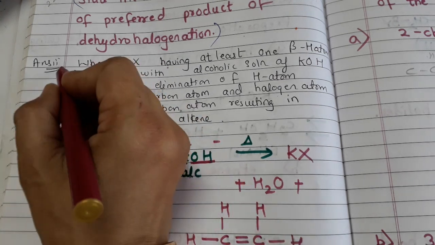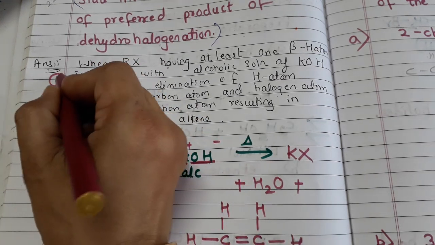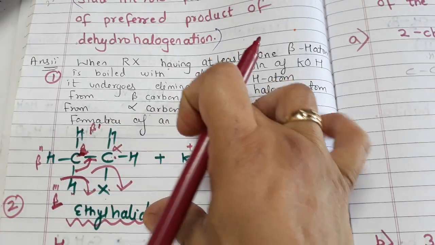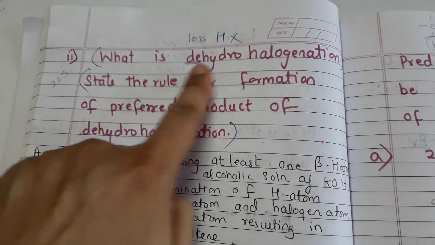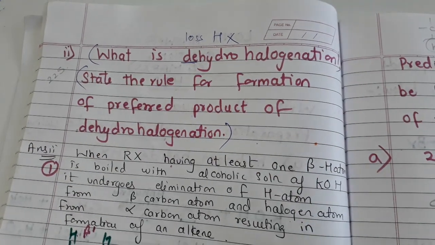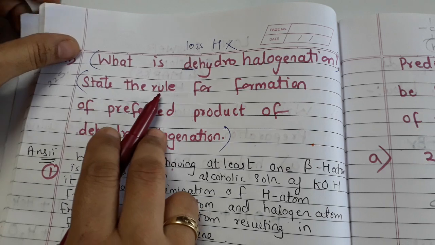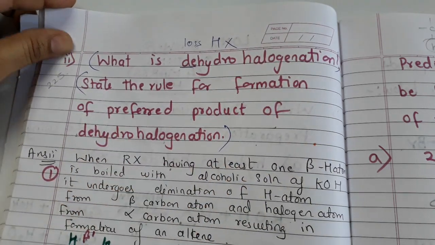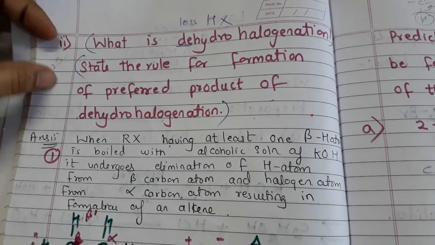So students, when you write this particular definition and this reaction, these two are the answer of the first question, what is dehydrohalogenation. Now we will focus on the next. State the rule for the formation of the preferred product of dehydrohalogenation. I will explain to you how to answer this now.